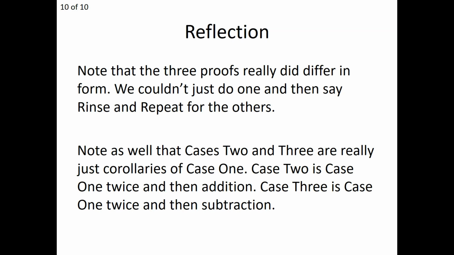So note that the three proofs really were distinct. We could not just prove case 1 and just say rinse and repeat for the others. No, we needed actually three distinct proofs for case 1, case 2, and case 3. But you'll also notice case 2 and case 3 were really just corollaries of case 1. They were just these instant consequences of having this other significant part of our inscribed angle theorem. So case 2 and case 3 really are corollaries of case 1. However, they also are distinct. In case 2, we use case 1 twice, but then add. And in case 3, we again use case 1 twice, but then we subtract. And that's what makes all three of these cases distinct from one another.